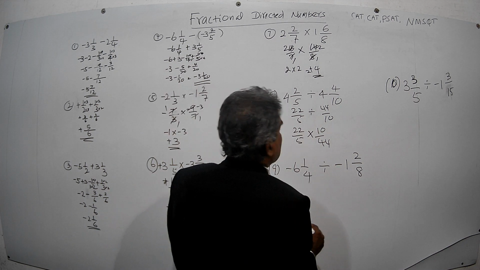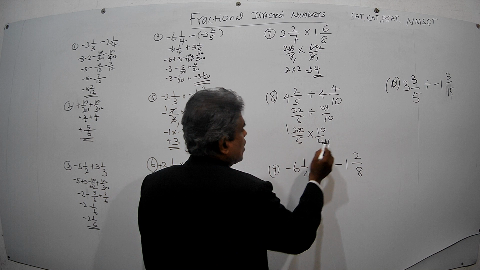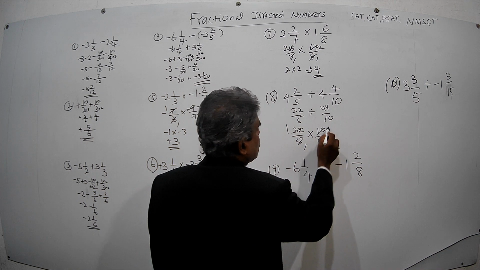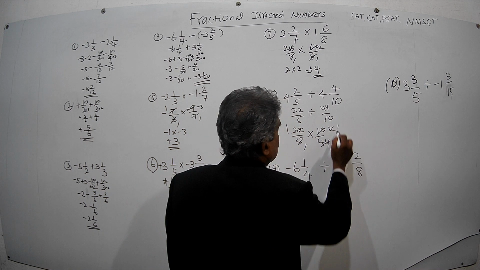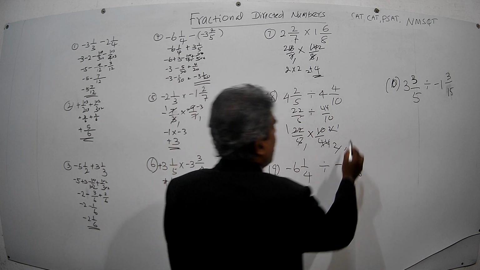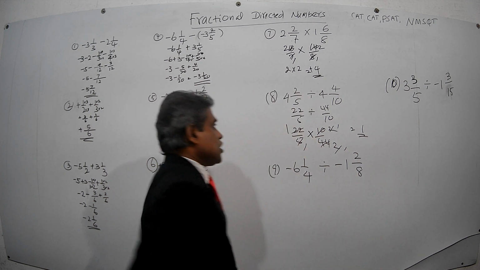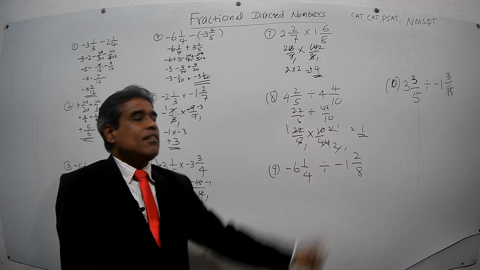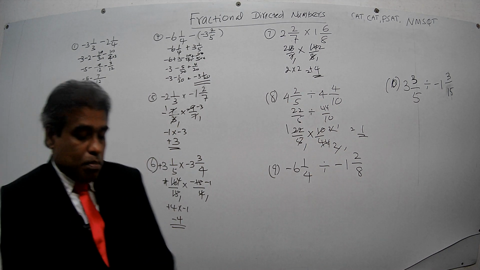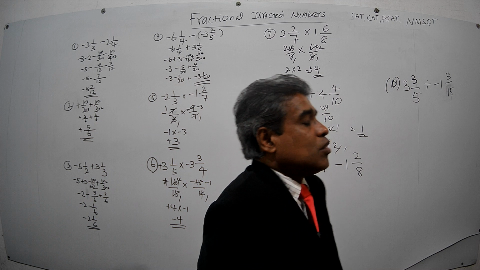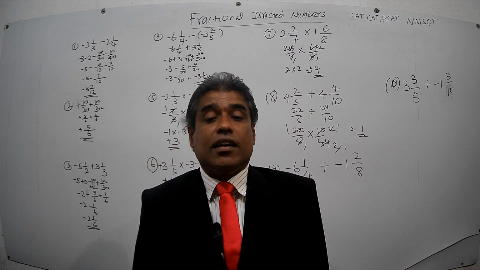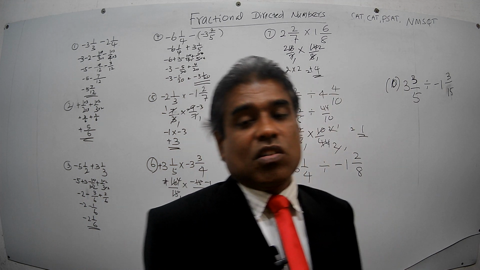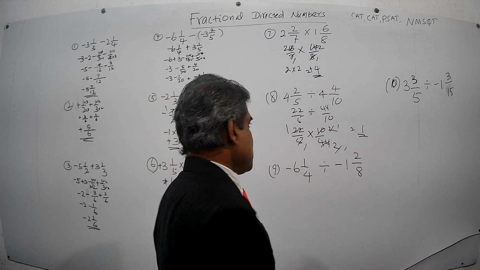Right now, we can multiply 22 times 1, 22 times 2, 5 times 1, 5 times 2. And then 2 times 1, 2 times 2. Then you get answer 1. Right, positive 1, because two positive fractions have to be divided. When two directed numbers of the same sign are divided, the answer is always positive.